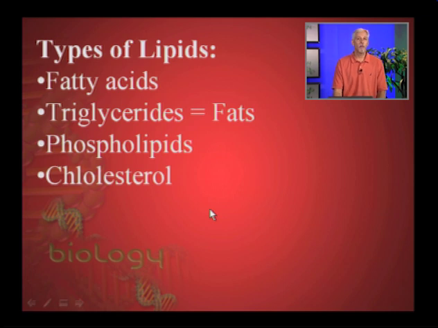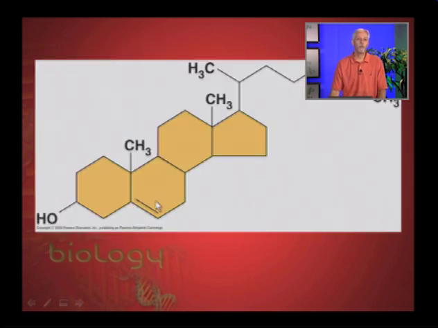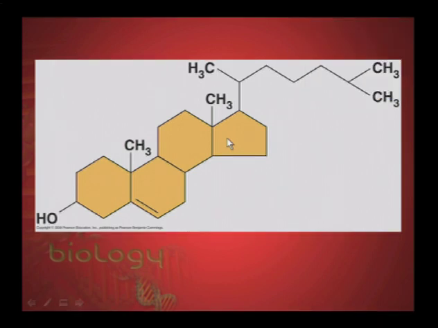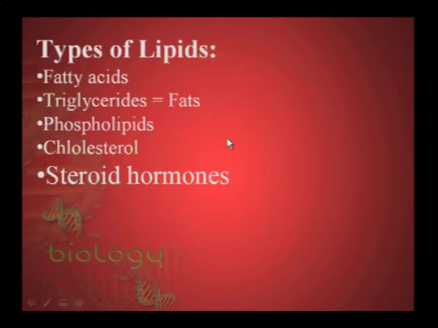Cholesterol is another example of a lipid. Cholesterol is a complex series of rings. Cholesterol is also found in cellular membranes, and so it's important there. And then also it can be converted into other substances such as steroid hormones. So testosterone, estrogen, and their relatives are all derived from cholesterol and are also lipids.